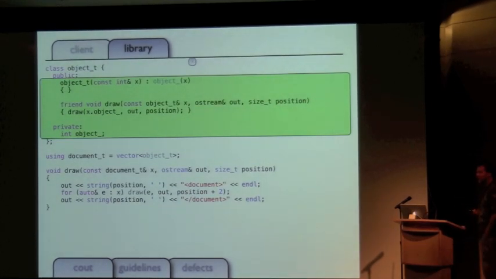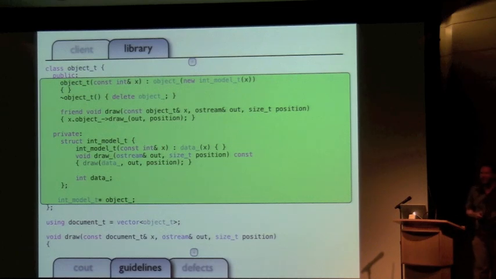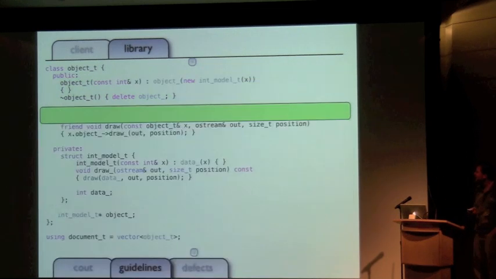What if our object type was more complicated, though? Maybe we've got to manage some remote resource. So we're going to make this more complicated. We're going to have our object contain some internal type, which right now we're going to call our int model. It just holds an integer, and we've got a pointer to that. So we're adding another level of indirection. Do your own memory management. We're going to delete our own object there. Don't impose the burden on the client. I could export my little int model here as a separate class and tell my client to new it. That's what I wanted to do. But there's no need. I can manage this thing.